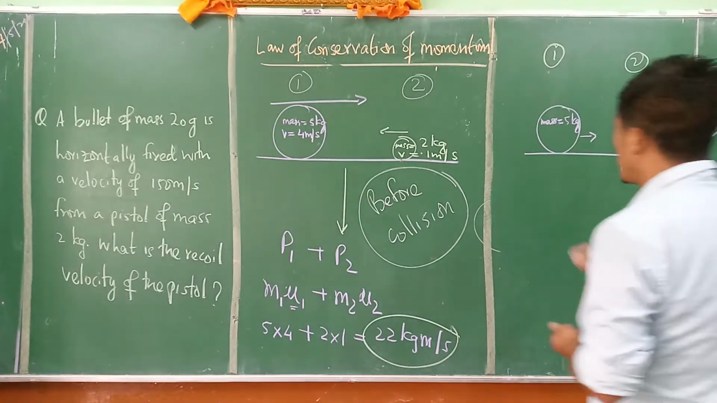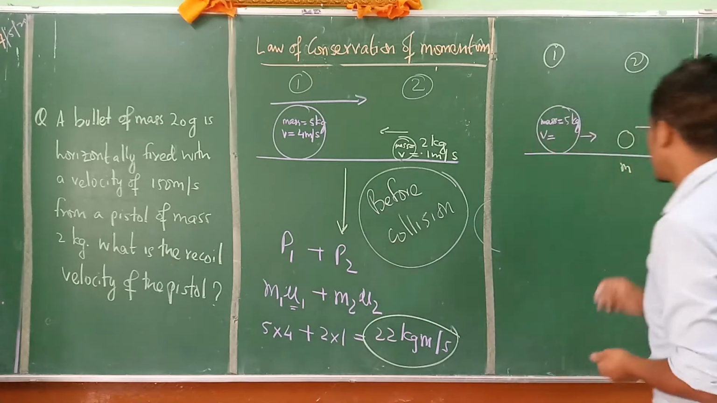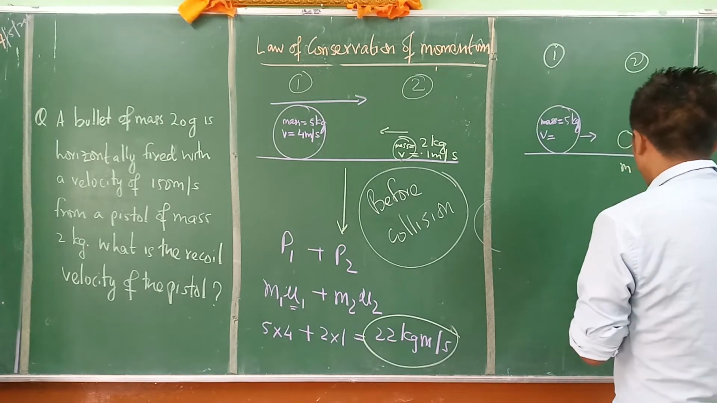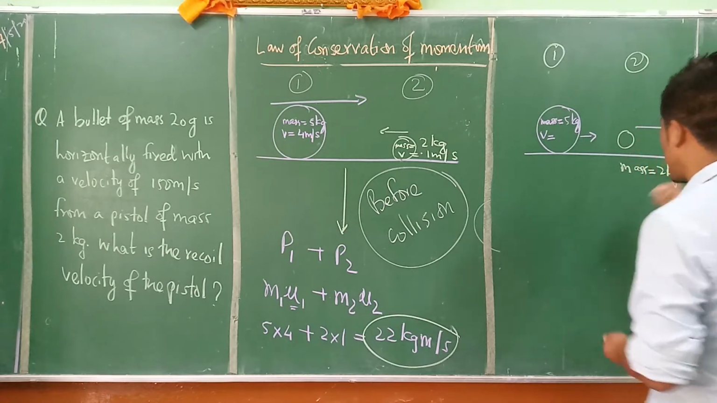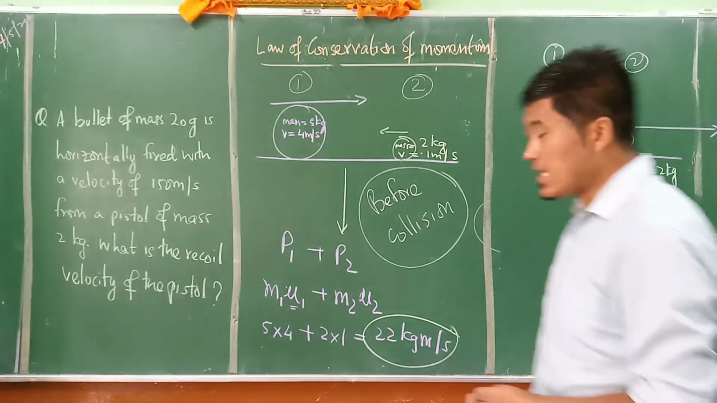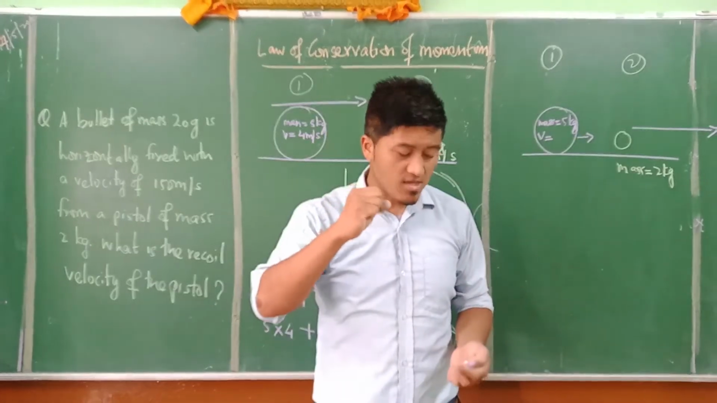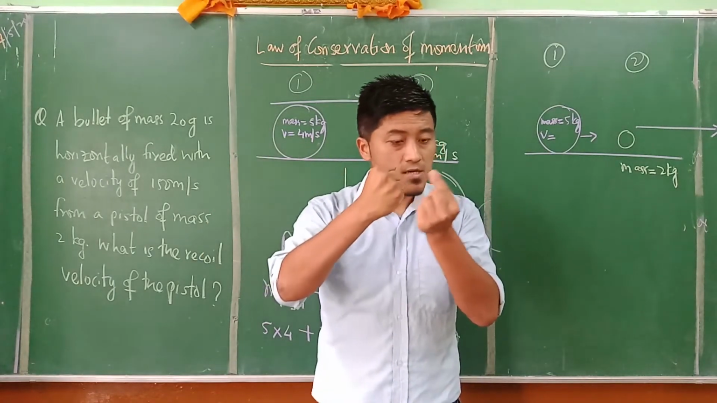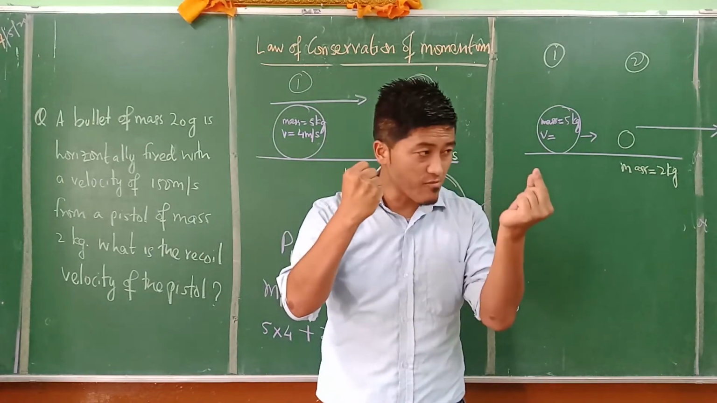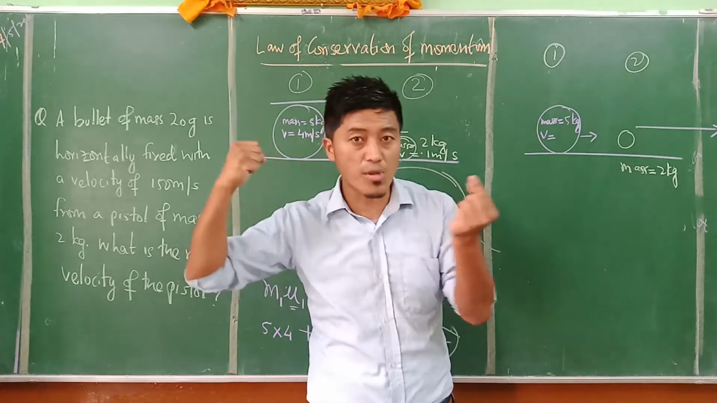2 kg again. Okay. Now let us imagine here there is a bigger object and there is a smaller object. Now these two are coming. This particular small object is coming with a very small velocity, whereas this bigger object is coming with a greater velocity.